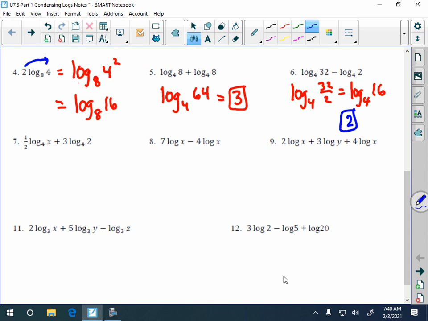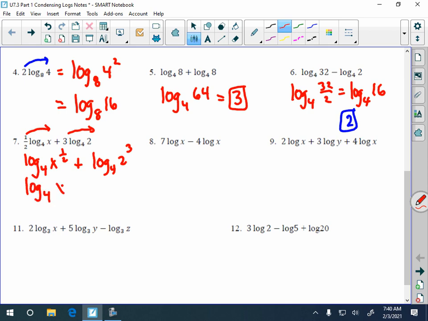All right, number 7. The first step, always, when we're condensing, is that any numbers in front we want to move up as exponents. Just like number 4 from above, where that 2 had to go up as an exponent, here the half has to move up as an exponent, and the 3 has to move up as an exponent. That's going to be our first step. Now you can simplify the 2 to the third and make that 8, but we are going to be condensing these, so addition will condense to multiplication, so it doesn't matter when you do it.